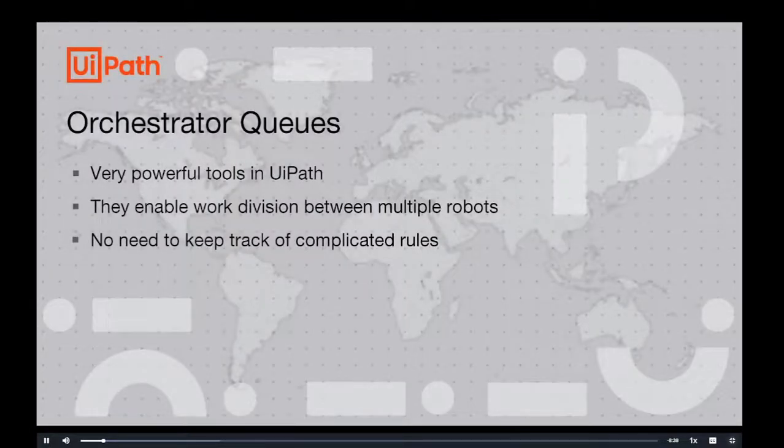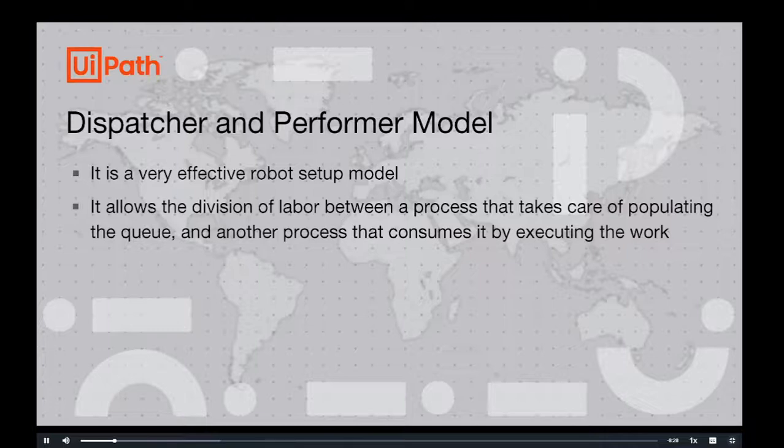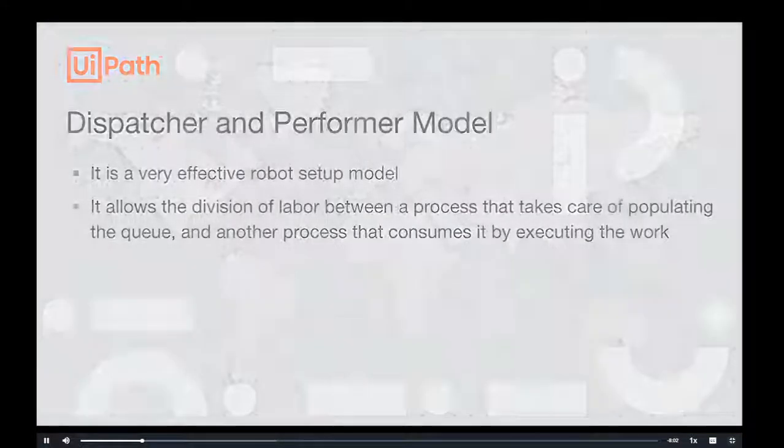Now, queues are very powerful tools in UiPath. They enable work division between multiple robots without having to keep track of complicated rules. As for the dispatcher and performer model, this is a very effective robot setup model, allowing the division of labor between a process that takes care of populating the queue and another process that consumes it by executing the work. Note that we are discussing processes, not robots. As a matter of fact, enterprise implementations rely on the fact that more robots can consume or populate the same queue through the same process.